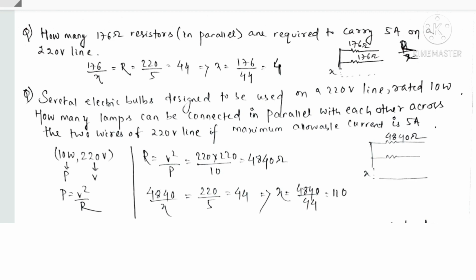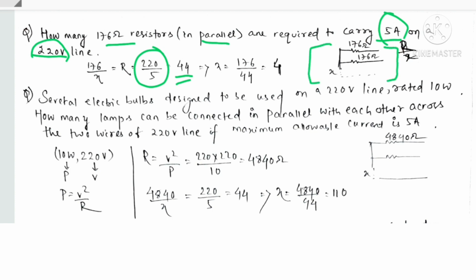Okay, so what you do, first you read the question and try to solve by yourself, then you see the solution. Okay, here: how many 176 ohm resistors in parallel are required to carry a current of 5 ampere from a 220 volt line? That is the question asked. Current 5 ampere, voltage 220 volt, that means total resistance will be V by I, that is 220 by 5, 44. Okay, now 176 ohm resistors are connected in parallel so that the total equivalent is 44. We have to find how many resistors are connected.